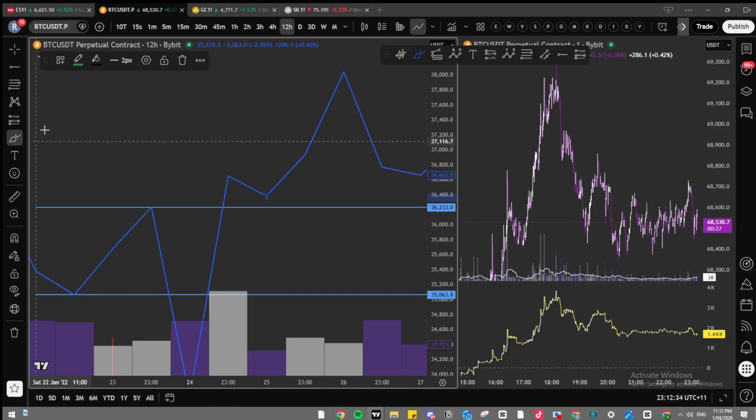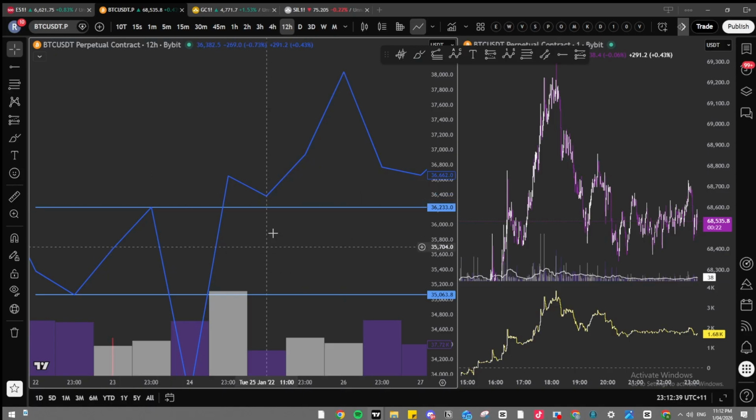I don't know what the fuck's doing with my tools. My tools are tripping, bro. Anyways, we put in a higher low, bruh.